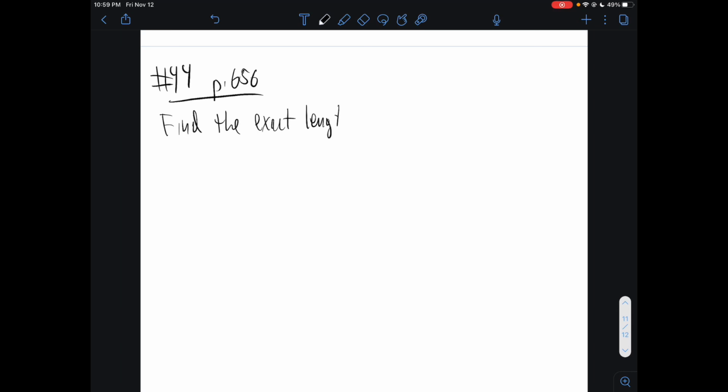All right, and then the last example that I want to look at is involving arc length. And this will be number 44 on page 656. Find the exact length of the curve. The curve is defined x equals 3 cosine t minus cosine of 3t. And y is equal to 3 sine t minus sine 3t.